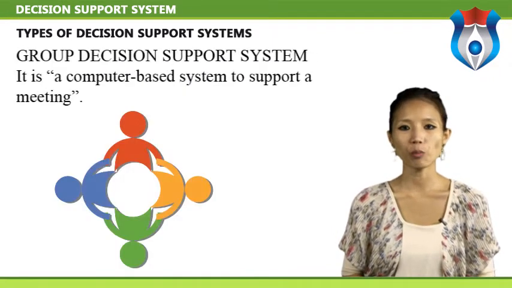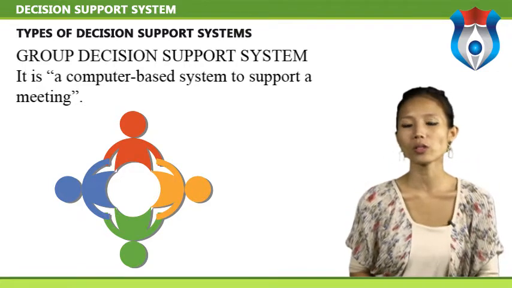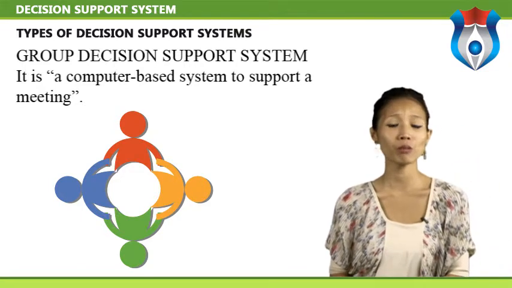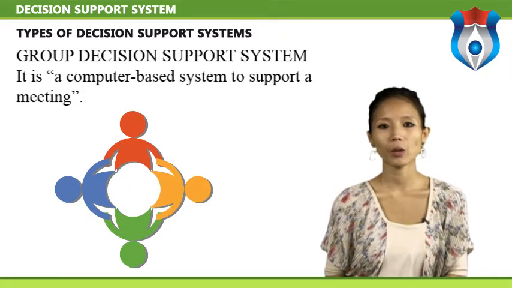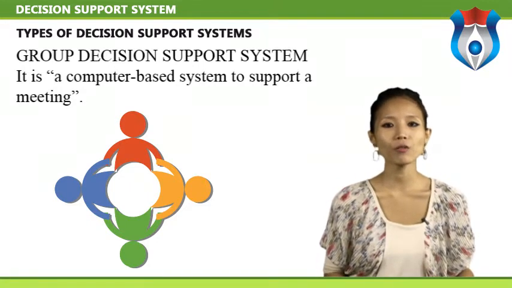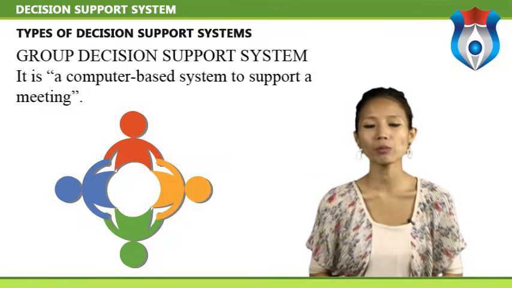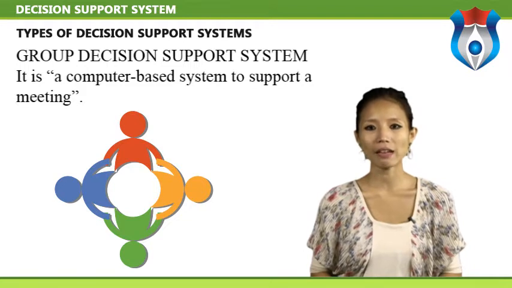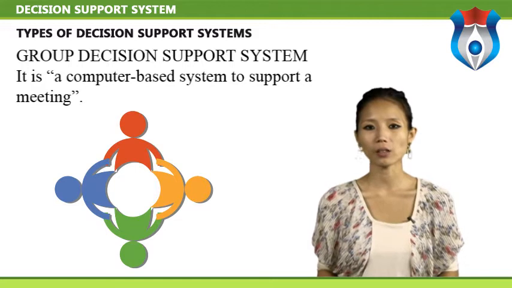Group decision support system. There is some controversy about what a group support system is. Perhaps the best and simplest definition is a computer-based system to support a meeting. However, it is an interactive computer-based system that helps a team of decision makers solve problems and make choices. These systems are targeted to supporting groups in analyzing problem situations and in performing group decision-making tasks.